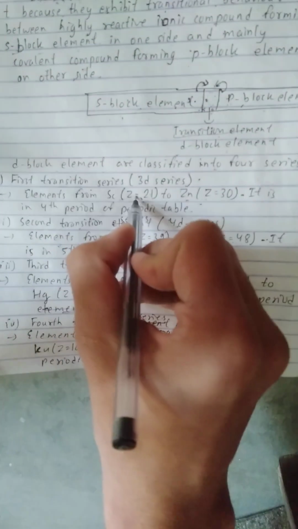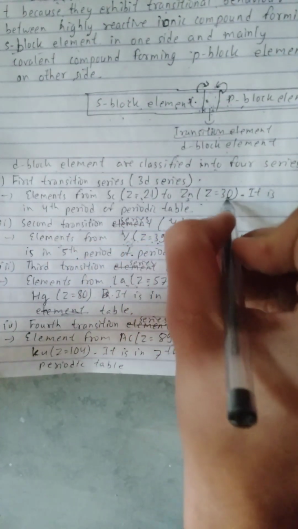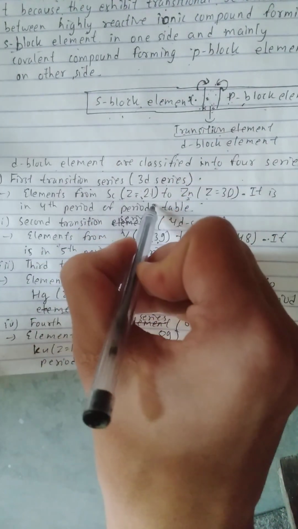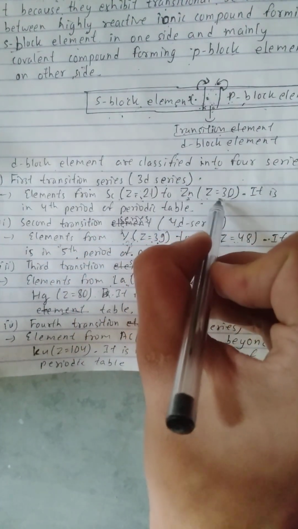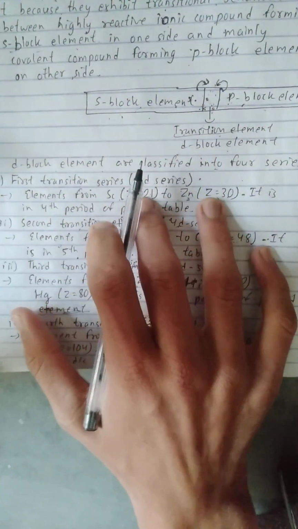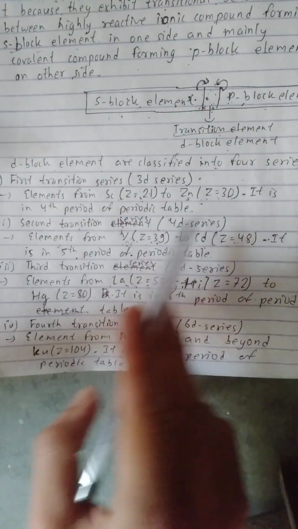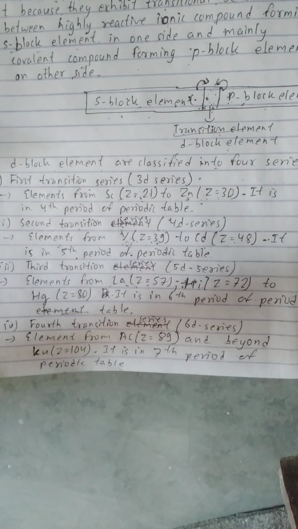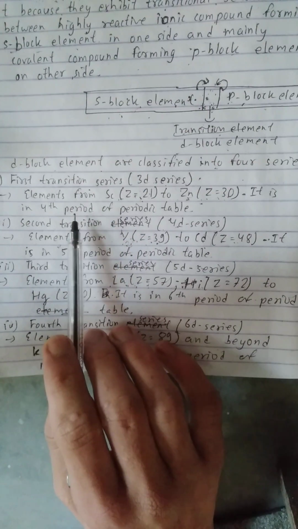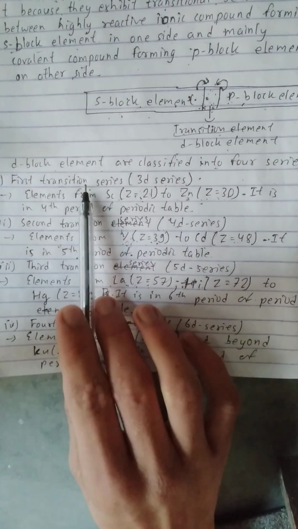These elements are the first transition series, and this is the first 3d series, that is scandium, Z equals 21, to zinc, Z equals 30. Scandium to zinc, these elements all lie in the 3d series, and it always lies in the fourth period of the periodic table. If you have a periodic table, you can easily look at this. The elements of the fourth period of the periodic table are all first transition elements.